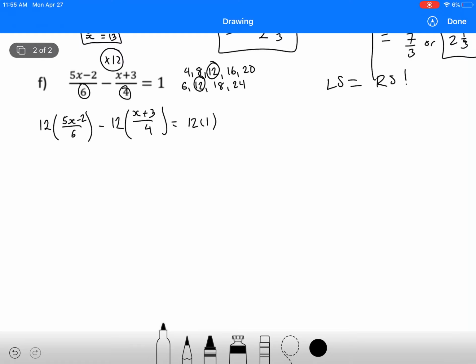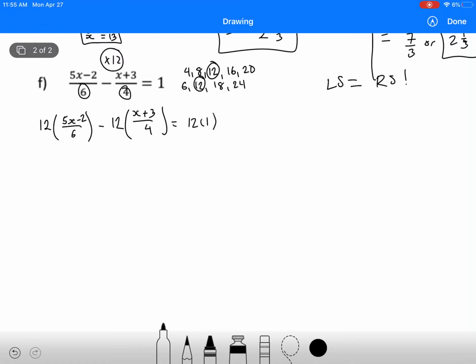Again, I'm going to do the division step first, and we'll multiply after that. You'll see why. I guess I'll show you here why. So I'm going to divide them. So this is going to be 2 times 5x minus 2. 12 divided by 4 is 3 times x plus 3 equals 12. That's what your line looks like when you divide first.